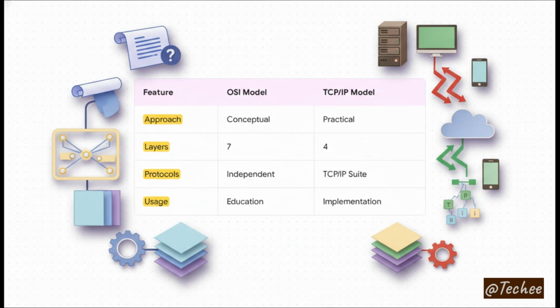And this table just lays it all out perfectly. The OSI model is prescriptive. It's like a rulebook saying how things should be done, and it's not tied to any specific technology. TCP/IP, on the other hand, is descriptive. It's basically a manual for how the internet actually works, built specifically around its key protocols TCP and IP.